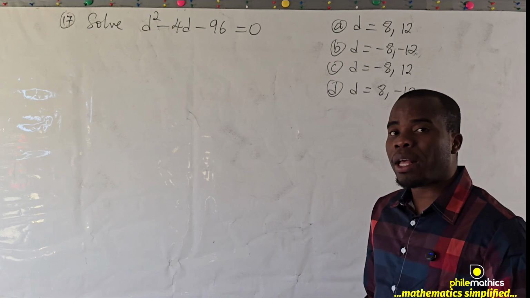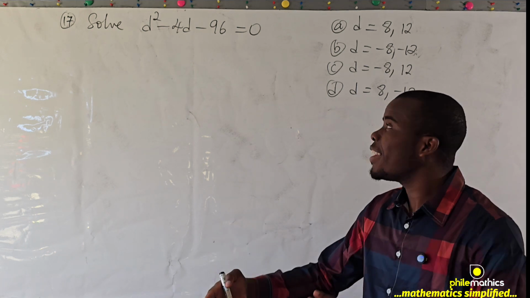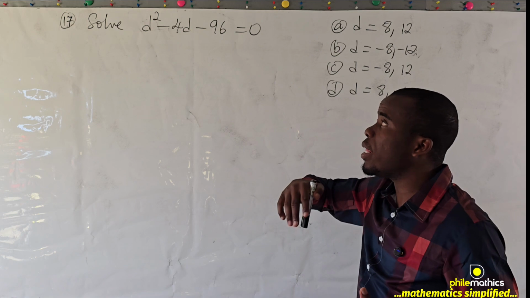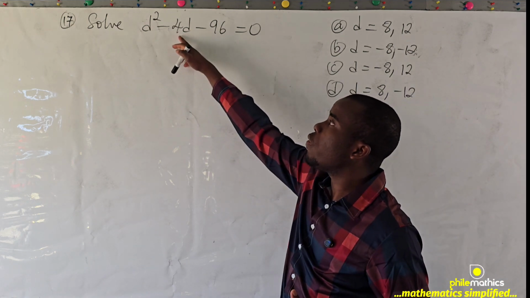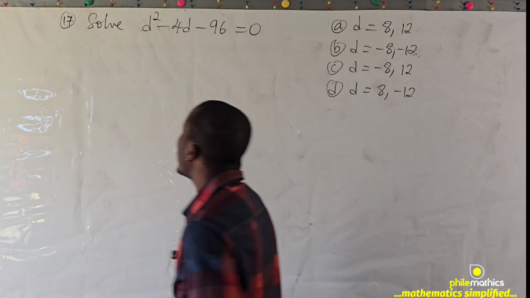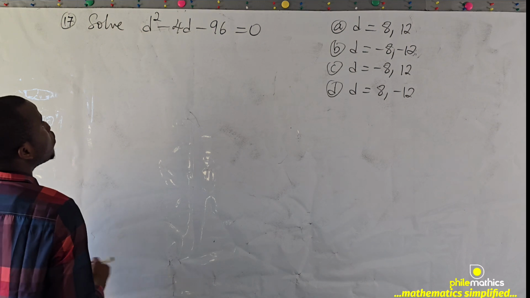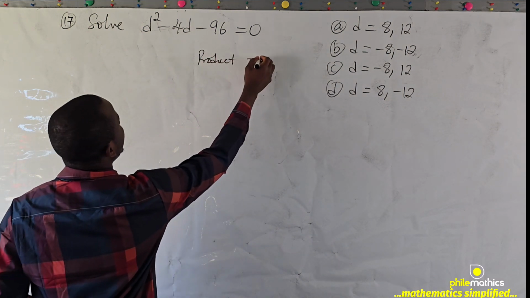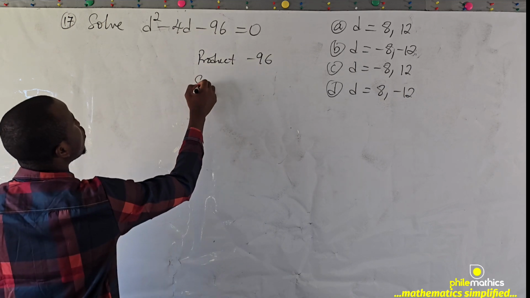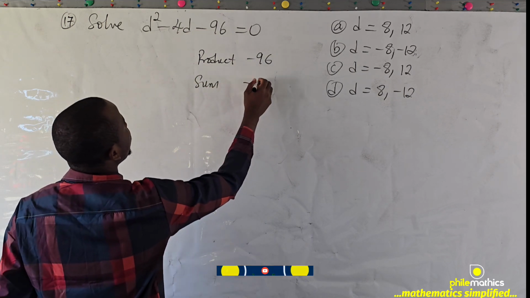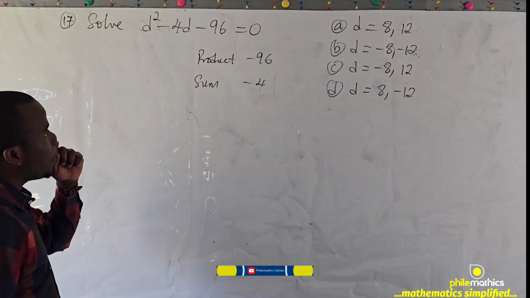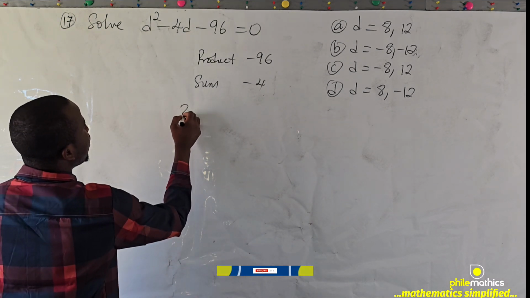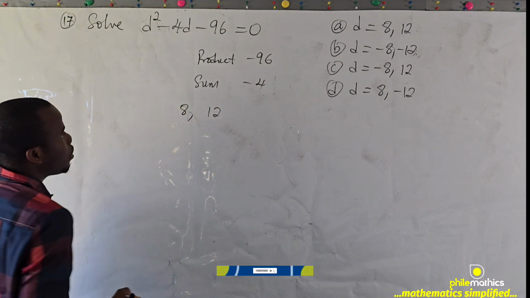We look for two numbers such that when you multiply them, you get minus 96, and when you add them together, you get minus 4. That's the coefficient. And so, two numbers such that the product is minus 96 and the sum is minus 4. Two numbers that come to mind will be 8 and 12.